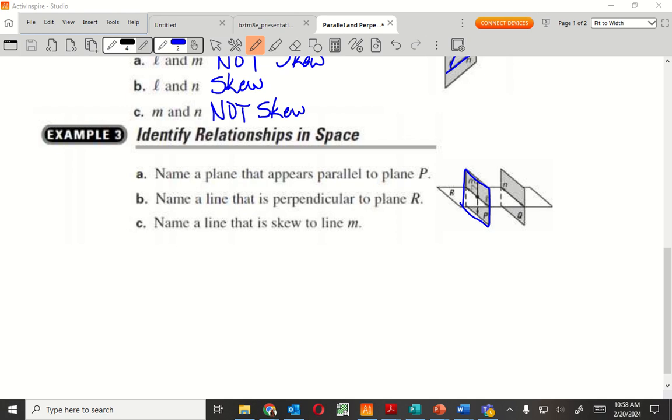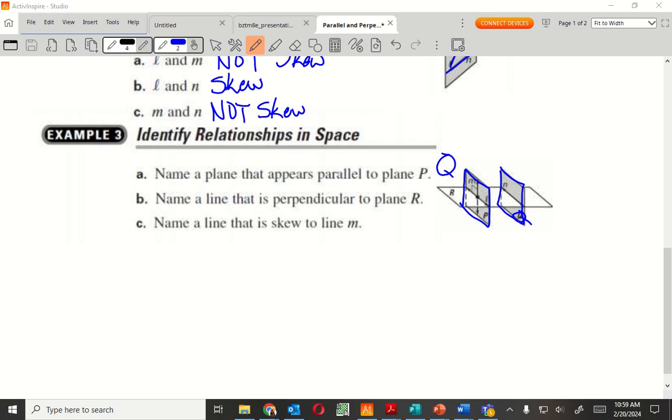So I think that line right there is Q. This letter right here is a Q. So the one that would go parallel would be this one right here. Oh, yeah, I can't see it. All right, next one.